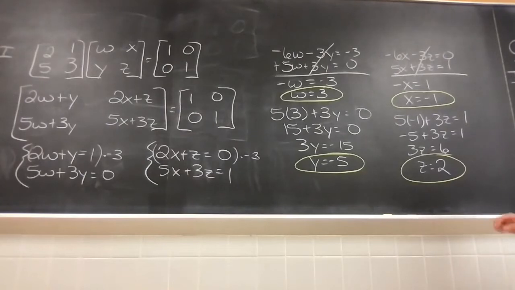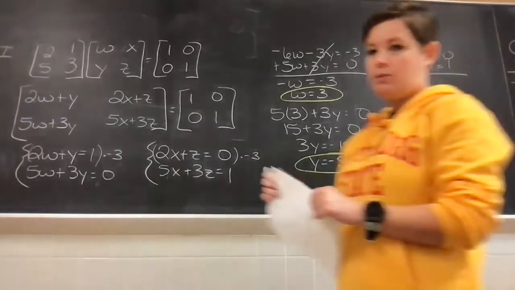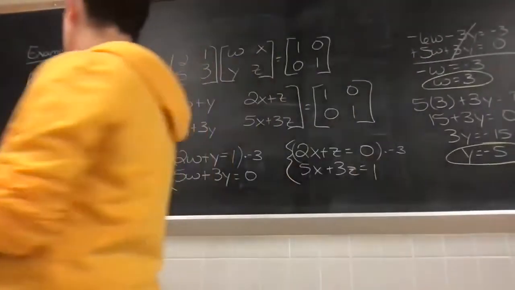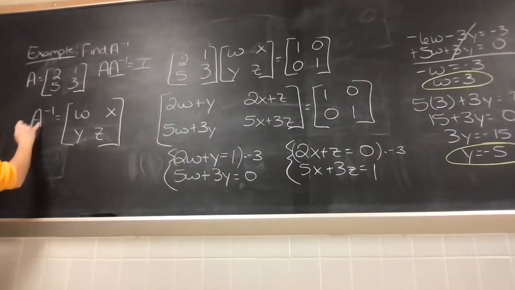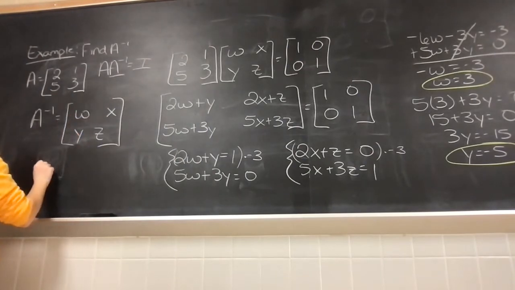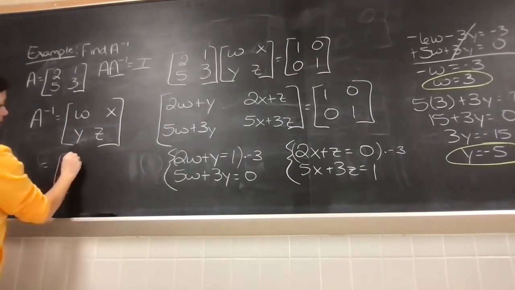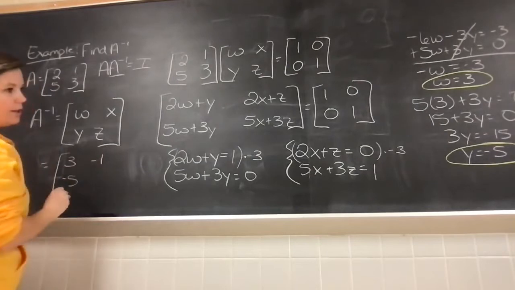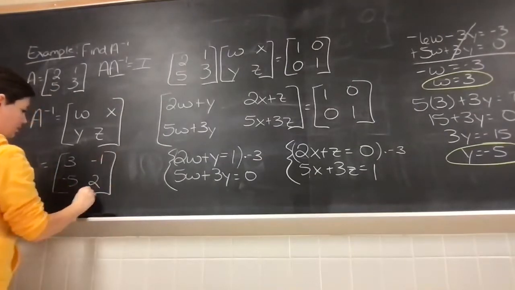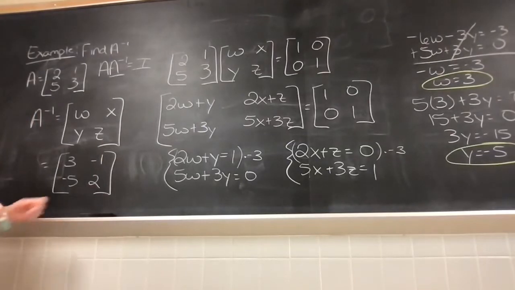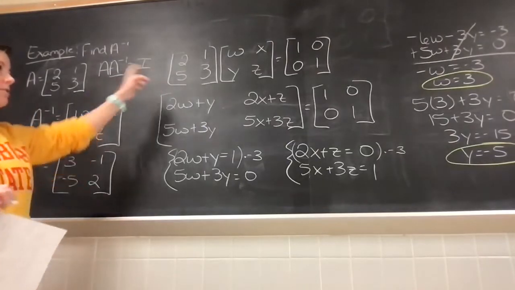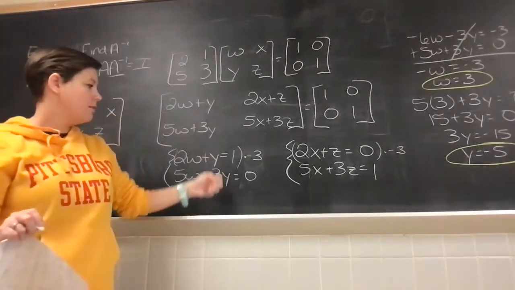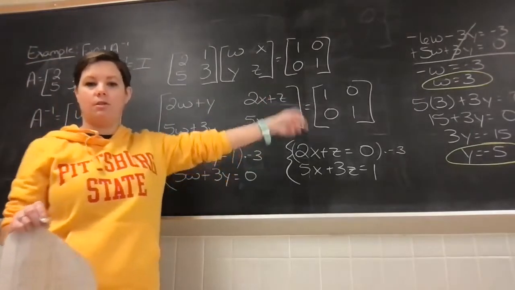So what does that tell me? Well, if you remember, and I will shift you back down a little bit so you can see it again, the multiplicative inverse of A, I said, was w, x, y, and z. Well, I just found out that my w was 3, my y was -5, my x was -1, and my z was 2. So I just found the multiplicative inverse by doing this variable matrix multiplying it, and then solving my two systems and two unknowns for the various variables.